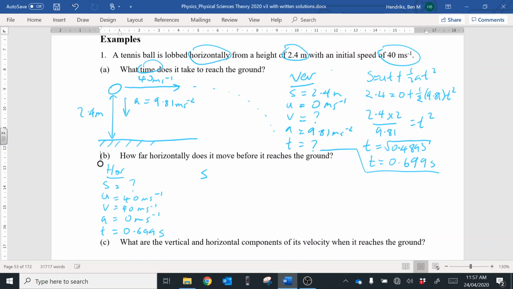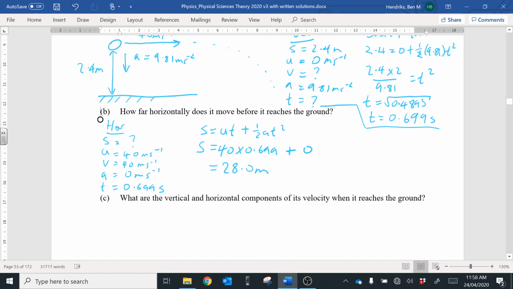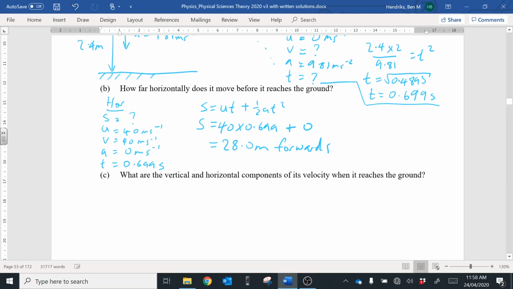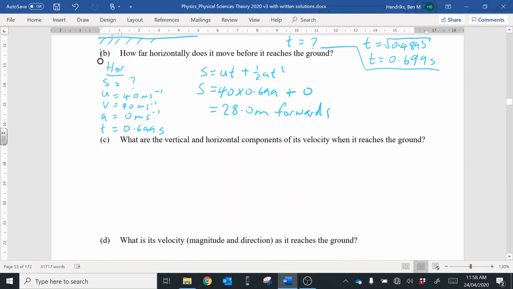Now we just use S equals UT plus a half AT squared again, and we don't know what S is, that's what we're looking for. We know what U is, 40, we know what T is, 0.699, and we know what A is, that's 0, so that all becomes 0, and then this is equal to 28.0 metres in the horizontal. It's a displacement, or how far horizontally, not necessarily displacement, but we'll say it is, so forwards. How far is a bit ambiguous, it might be a distance there, so you might get away with just putting 28 metres.